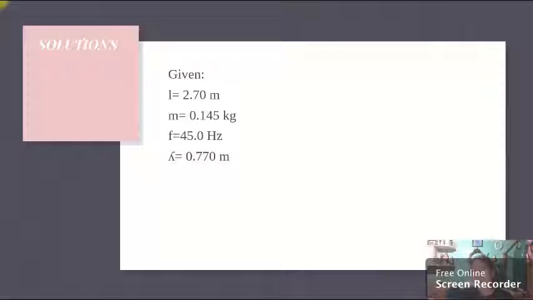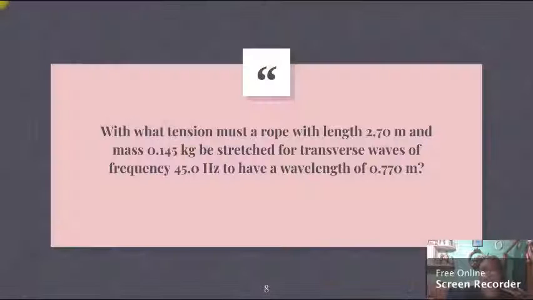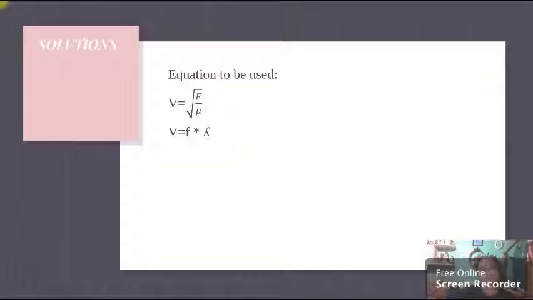So we must identify the given, which is a length of 2.70 meters, a mass of 0.145 kilograms, a frequency of 45 hertz, and lambda 0.770, which is the wavelength. So the equations that we're going to use are the wave speed on a string in terms of tension and mass per unit length, and the wave speed in terms of wavelength and frequency, which is this one.